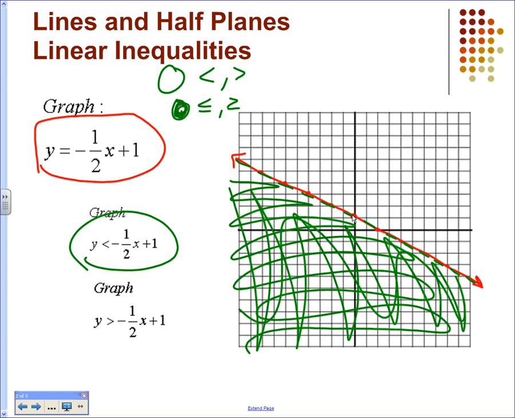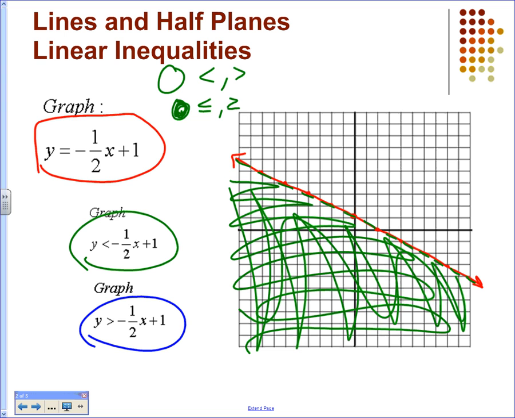Well, this was just the equation. It's the red line. And then the green line is the inequality that I circled in green. Well, they're two different graphs. That's why I'm doing them in different colors.